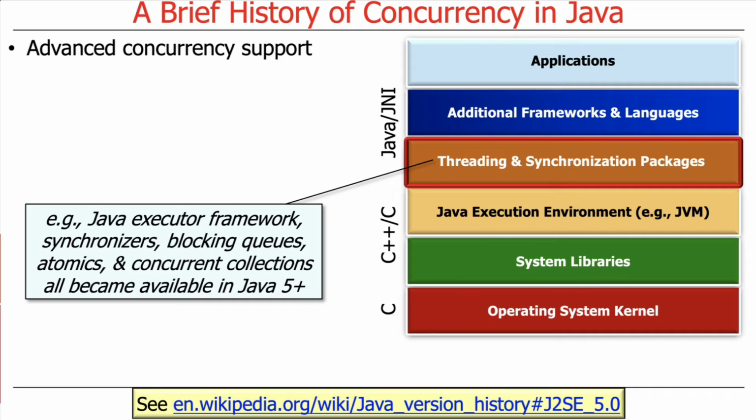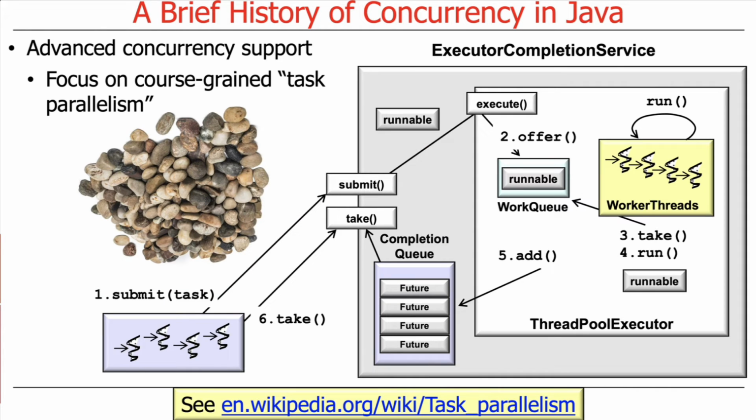As you can see, what was here was actually not in the Java execution environment layer, which is what the threads and built-in monitor objects were. It's in something called threading and synchronization packages. So these are essentially standard libraries, called the Java class library, that are part of the Java platform. The focus in Java 5, or JDK 5, or JDK 1.5, they have different names for this stuff, was on so-called coarse-grained task parallelism.